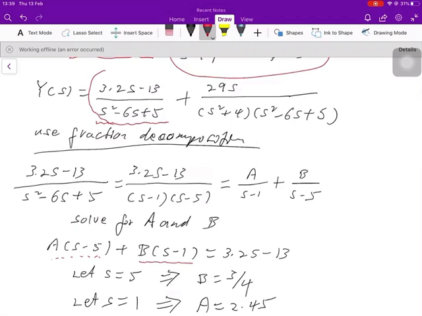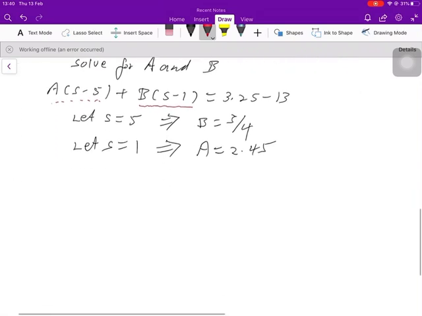Now we have already solved for the first term. Next, we are going to solve the decomposition of the second term. We use the partial fraction decomposition for this to find the inverse Laplace transform.